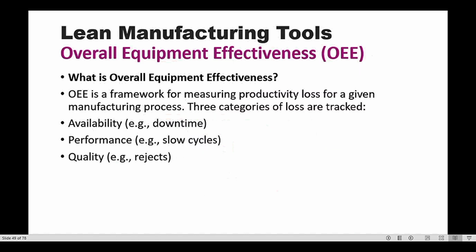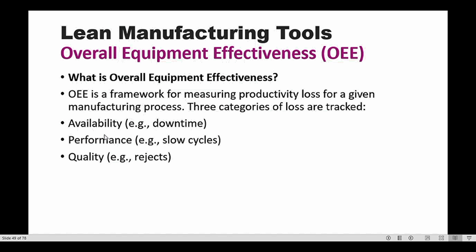Overall equipment effectiveness. What is overall equipment effectiveness? Overall equipment effectiveness is a framework for measuring the productivity loss for a given manufacturing process. Three categories of loss are tracked. First is availability. How much available time? Let's suppose the time available in a shift is 480 minutes. Available time in a day is 1440 minutes. And how much downtime?